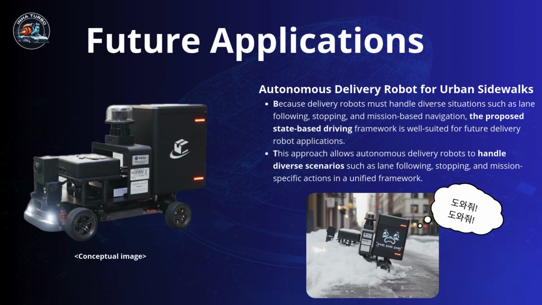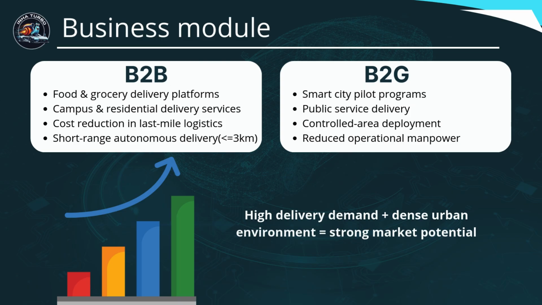Future applications. The same state-based design can be applied to sidewalk delivery robots, where missions such as lane keeping, speed zones, crossings, obstacle handling, and docking appear in a more complex urban setting. As a product, this type of system fits B2B logistic and delivery services and B2G smart city pilots, aiming to reduce last mile labor costs and increase reliability in dense urban areas.